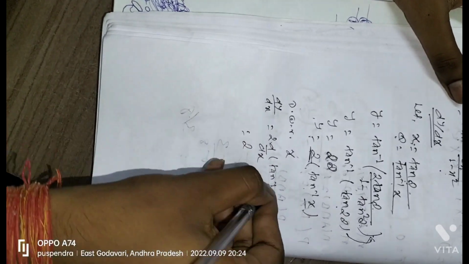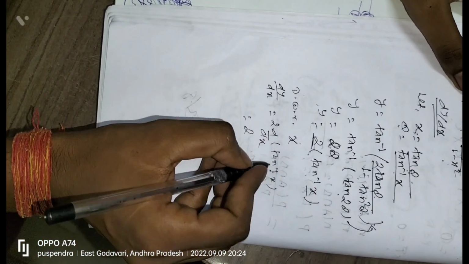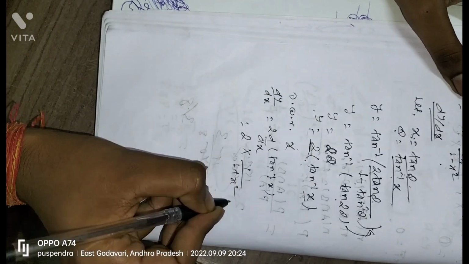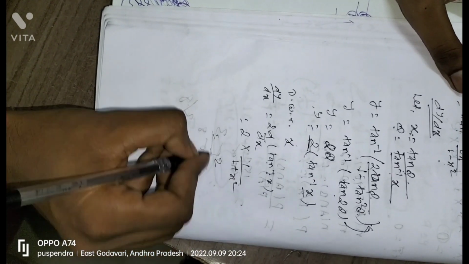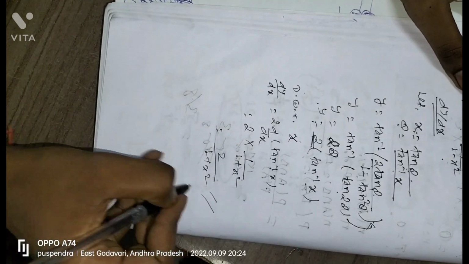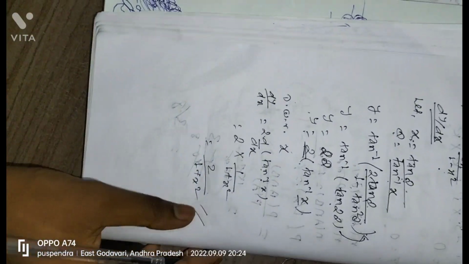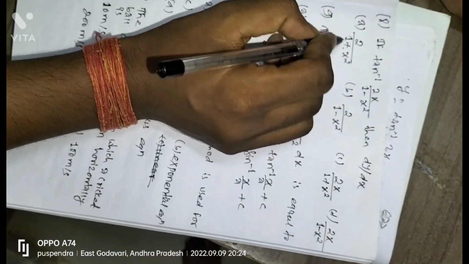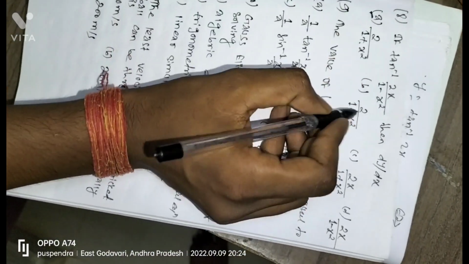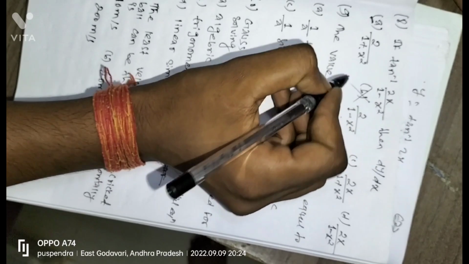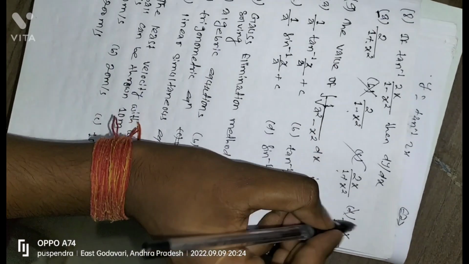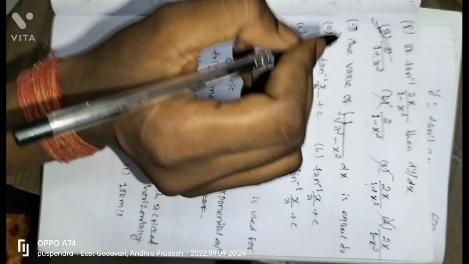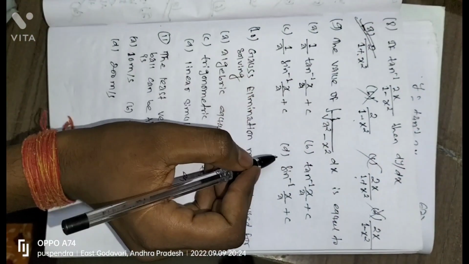The derivative of tan inverse x is 1 by 1 plus x square, so 2 by 1 plus x square is our final answer. Looking at the options: 2 by 1 minus x square, no; 2x, no. So A is our correct answer.